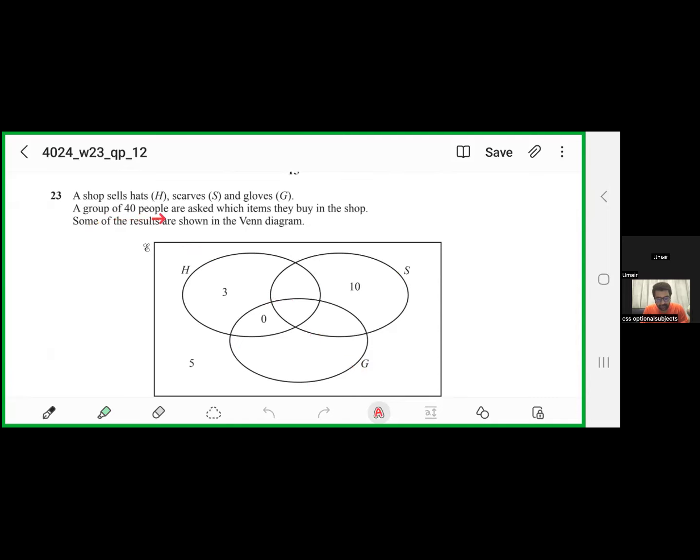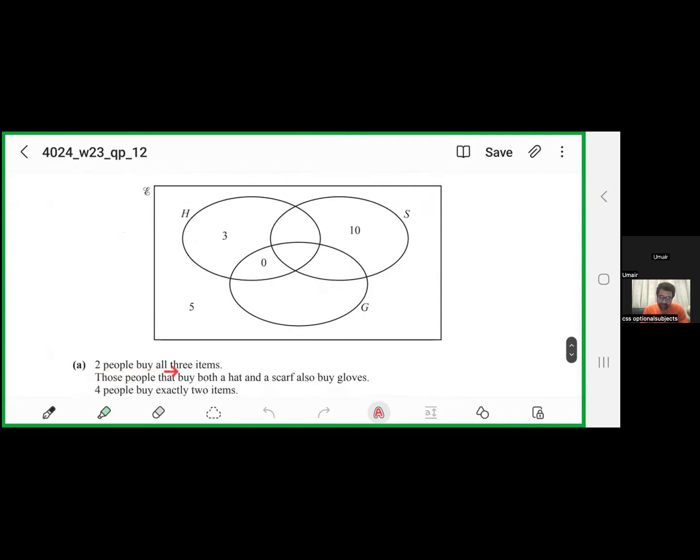A group of 40 people are asked which item they buy in the shop. So 40 people visited the shop and bought something, and maybe not. So they asked them what they bought. Whatever those 40 people responded, the results are shown in this Venn diagram. Some of the results are shown.